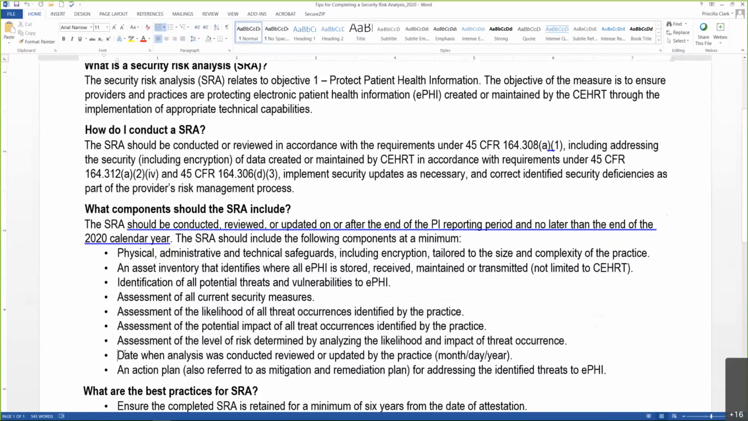You need to date when the analysis was conducted, reviewed, or updated by the practice, that month, day, and year. We need all three of those things. You can't just put, it was completed December 2020. It needs to have that day on there.